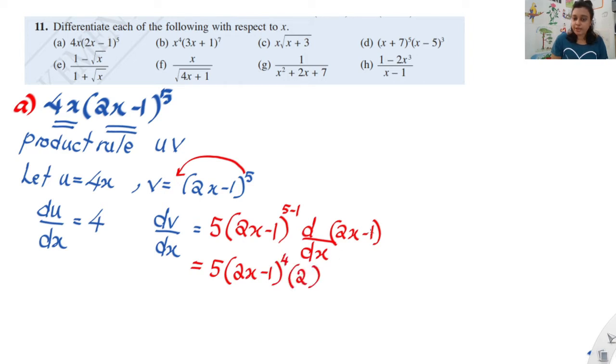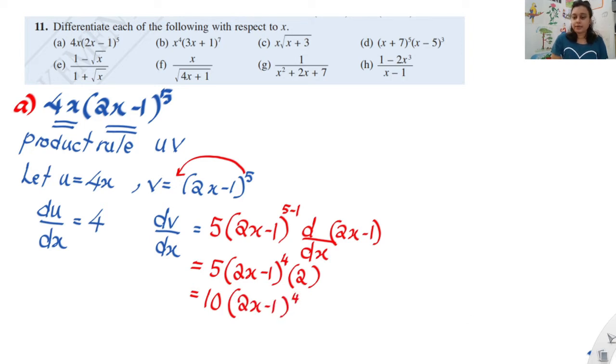Correct? Because you differentiate 2x only. Negative 1 you don't have to differentiate because that's a constant. So 5 times 2, you will get 10. So 10 times (2x minus 1) to the power of 4. This one, just leave it.